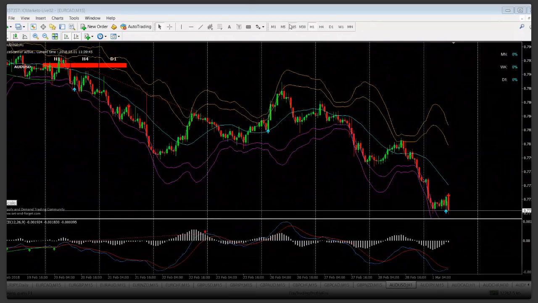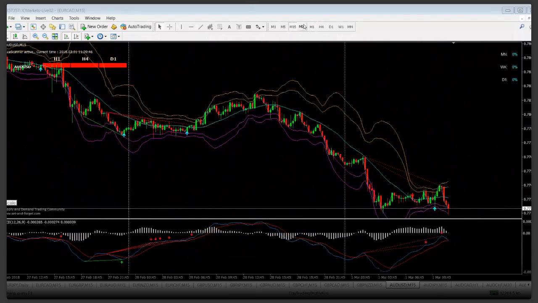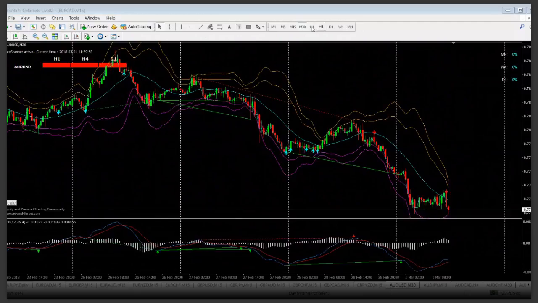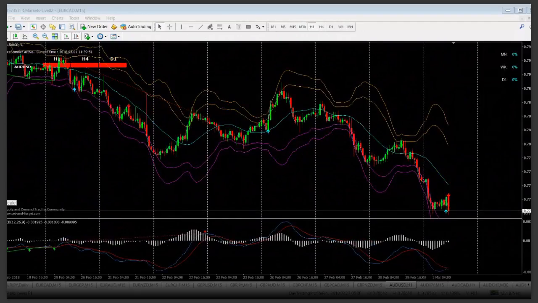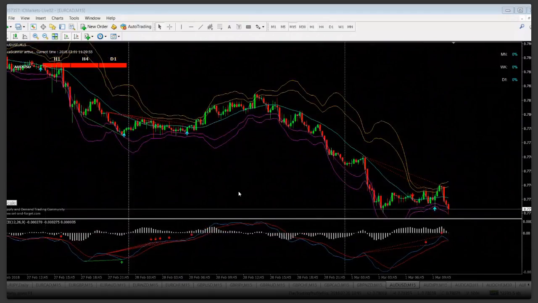What you can see in the Aussie, we're getting 15-minute sells, we're getting 30-minute sells, and we're getting 1-hour sells. And I'm actually liking this to drop lower. So we'll stay in those trades.